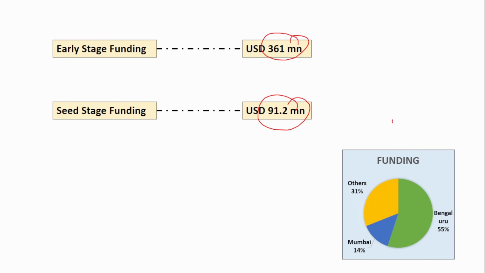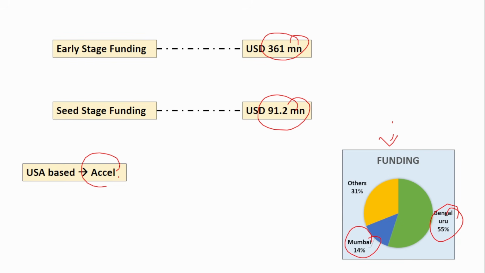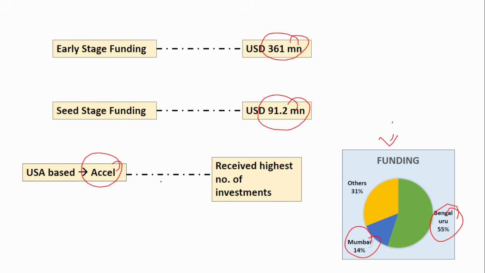Out of the total funding that India received, out of the 100%, 55% had gone to Bengaluru and 14% had gone to Mumbai. Remember, out of the total funding that fintech startups received, 55% went to Bengaluru based fintech startups, 14% to Mumbai based, and others 31%. USA based ASIL had received the maximum amount of funding, so it received the highest number of investments.